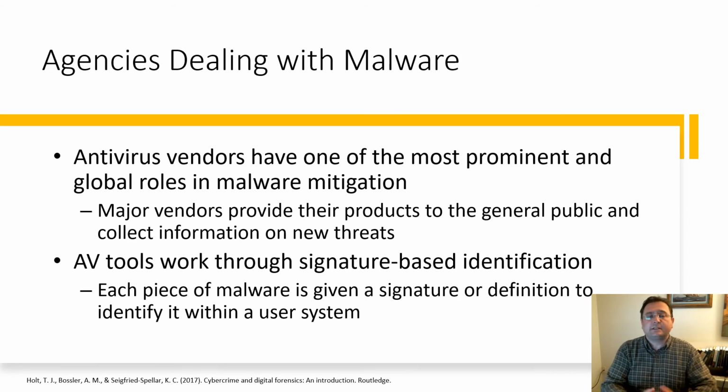And antivirus vendors have one of the most prominent and global roles in malware mitigation. Without them, it wouldn't be possible to deal with malware. Major vendors provide their products to the general public and collect information on new threats, and antivirus tools work through signature-based identification. Each piece of malware is given a signature or definition to identify it within a user system. So the signatures of the files help antivirus programs to identify these types of illegal software, and the signature is the identifier, the ID card of the program. But remember that we talked about the advanced methods malware has been using within the last decade to get around such antivirus programs.